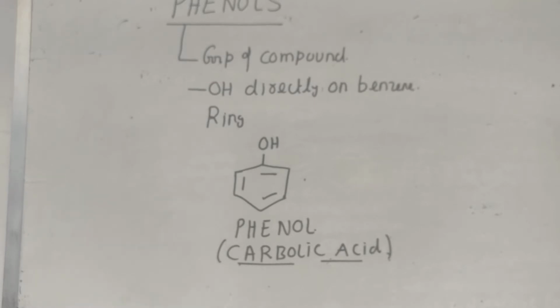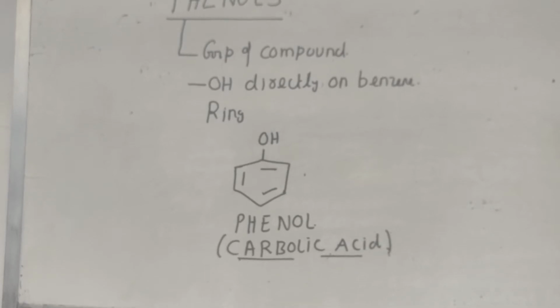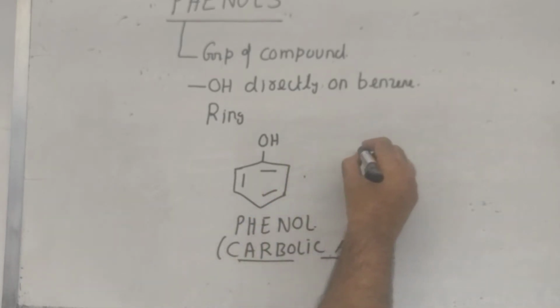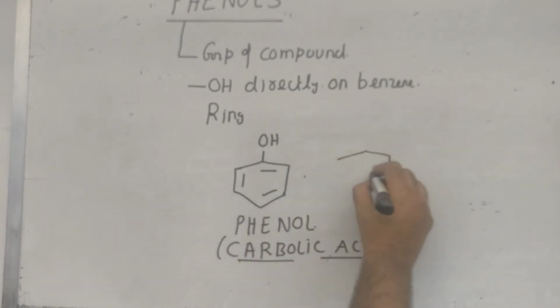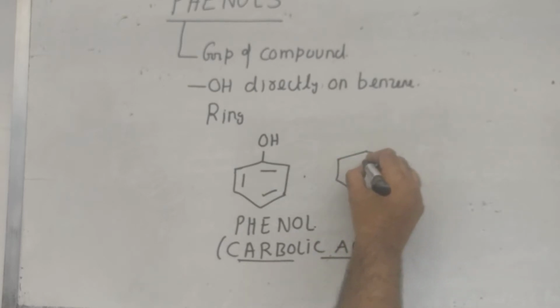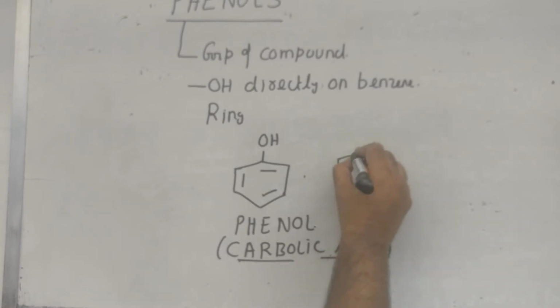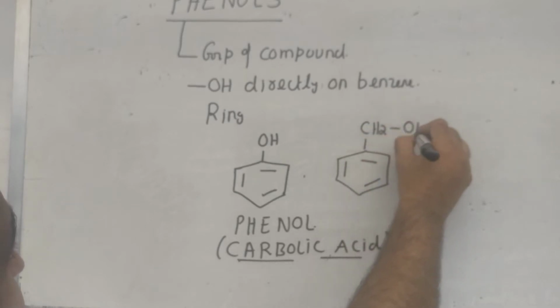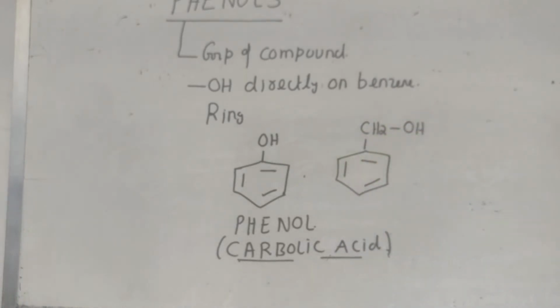So as such, what are phenols? Just to revise, it is OH directly attached to the benzene ring. For example, this compound cannot be called phenol. This is benzyl alcohol, but we can't call it phenol. Any guesses why this is benzyl alcohol and not a phenol? Because as I told you the definition, phenol is nothing but OH directly attached to the benzene.